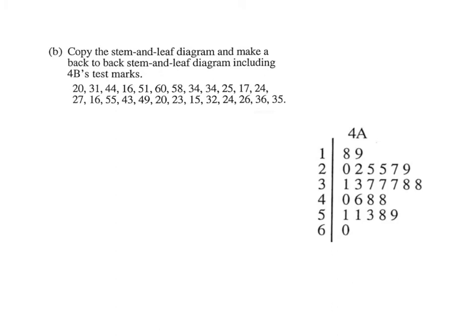So what we want to do now is to make a back-to-back stem and leaf diagram. So I'm going to add a line here, and we'll have 4b's results on this side. Now what we want is the tens. First of all, we want the lowest mark. So where are we? We've got 15, 16, 16 and 17.